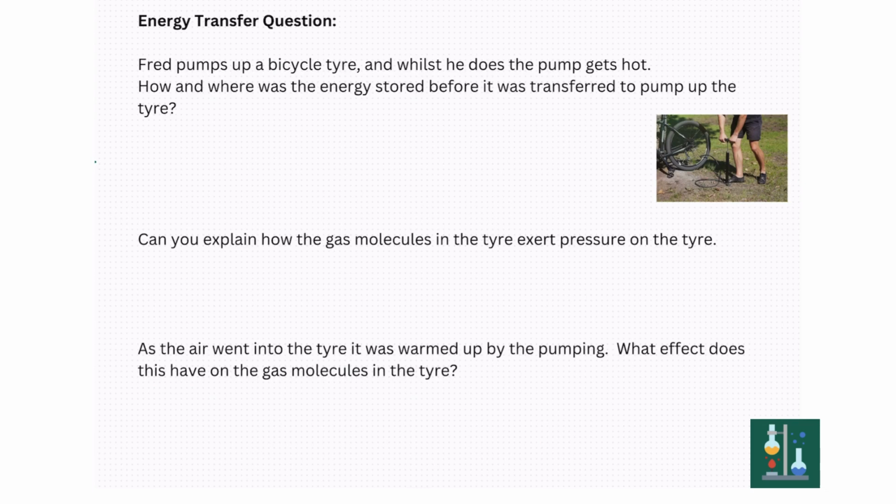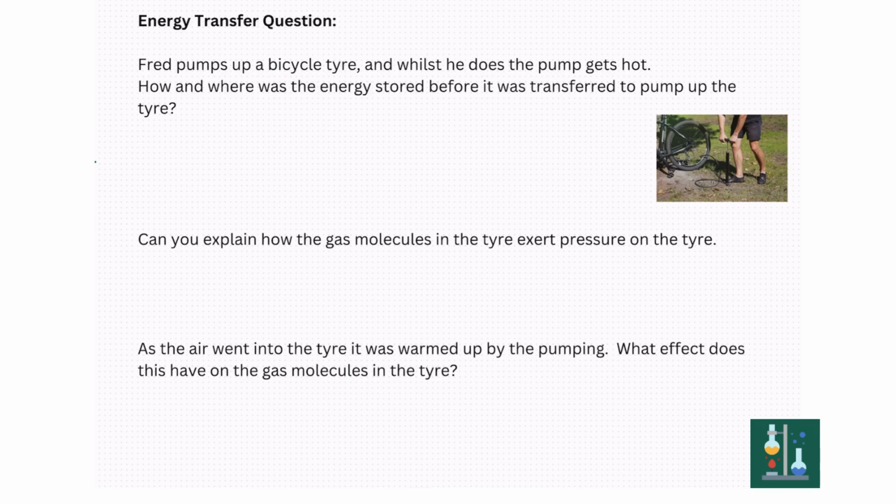How and where was the energy stored before it was transferred to pump up the tyre? So take a look at the picture. The guy there is using his arms and hands to pump up the tyre. So the store, okay, where is it stored? So it is stored in the muscles, okay, and the type of energy that is stored in the muscles, the energy store, is chemical energy. And we know this because we know respiration has got to take place. So there is a store of chemical energy before it's transferred.